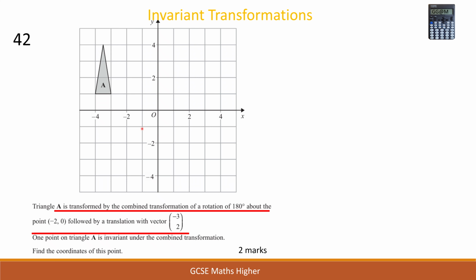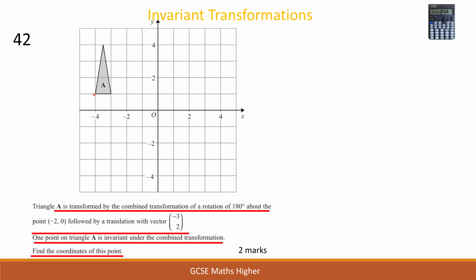So it's going to be then followed by a translation by the vector -3, 2. So it's going to go across 3 to the left, 1, 2, 3, and then 2 up, 1, 2. So the new point comes to here. You've got to do the same for all the points to work out where the new triangle is. And triangle A is invariant under the combined transformation. So there's 1 point that does not move from the start to the finish. And you've got to find the coordinate of that point.